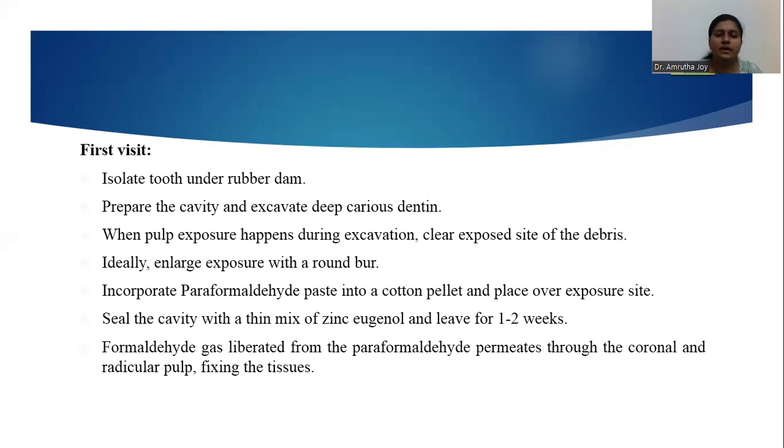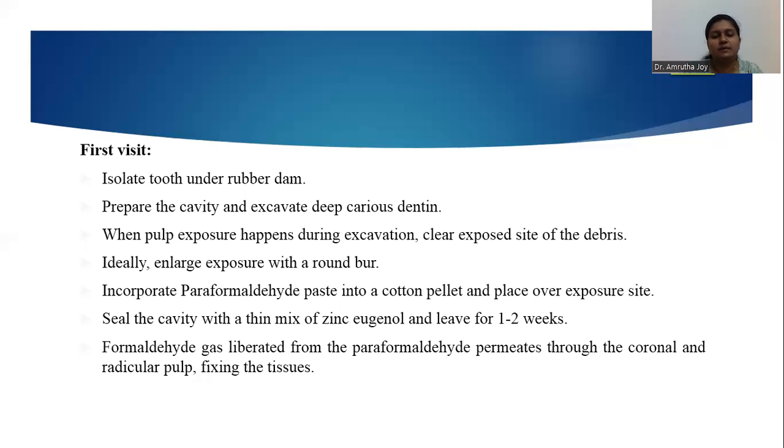So in the first visit, we have to isolate the tooth under rubber dam and prepare the cavity, excavate all deep caries lesion or all soft or infected dentin. And when the pulp is exposed during excavation, clear the exposed site and enlarge it using a round burr. Then incorporate paraformaldehyde paste into a cotton pellet. The size of the cotton pellet should be such that it completely covers the exposure site. And then seal the cavity with a mix of zinc oxide eugenol and leave for 1 or 2 weeks.